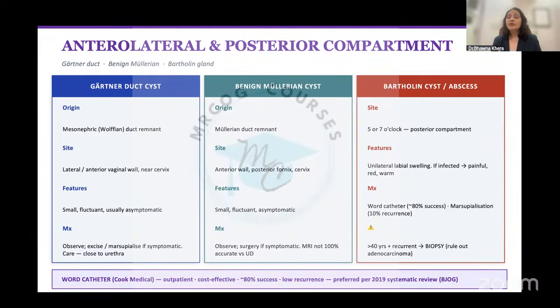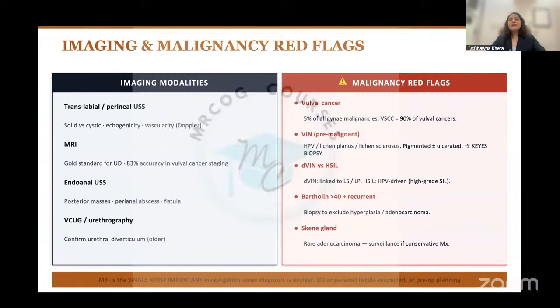Now, more than 40 years plus recurrent, it is important to do the biopsy. This is a red flag. Important point to note: more than 40 years of age, recurrent cyst, do a biopsy because you have to rule out adenocarcinoma. Word catheter, do not miss this as a first line management option for the Bartholin cyst. What about the imaging and the malignancy red flags?